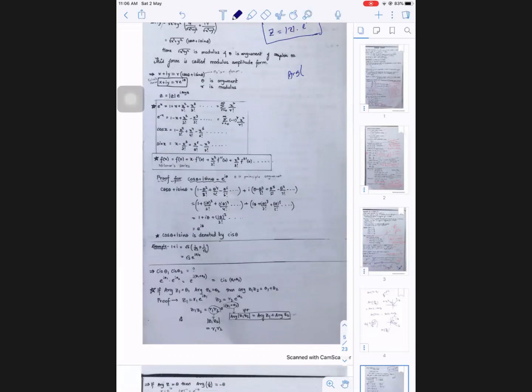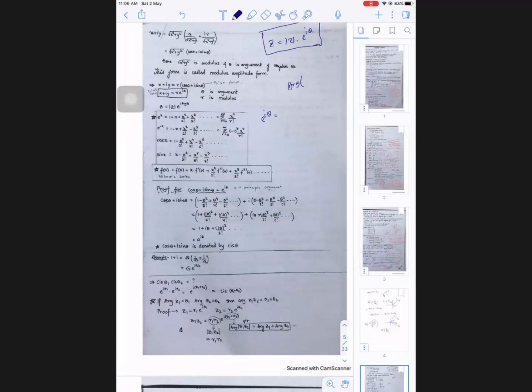And here this part is important. e power i theta, because mod z equal to mod z into e power i theta we are writing. That e power i theta is always the same as cos theta plus i sin theta. Because that x plus iy only, we are writing as x means r cos theta plus i into y means r sin theta, where r is the modulus, which is the same as r into cis theta. This result only we are writing as r into e power i theta. So why that e power i theta is coming, this is the proof.